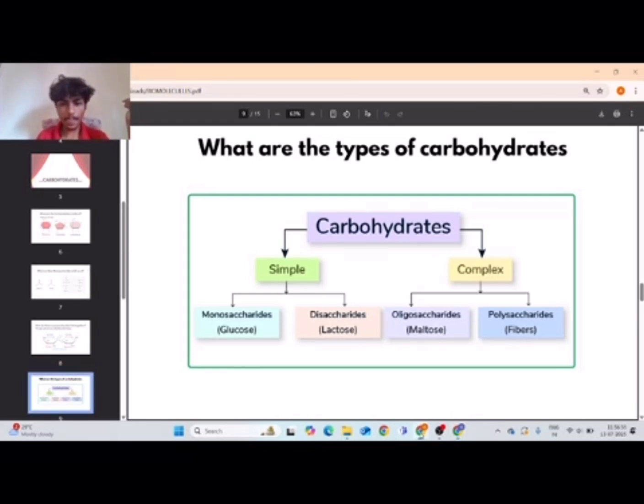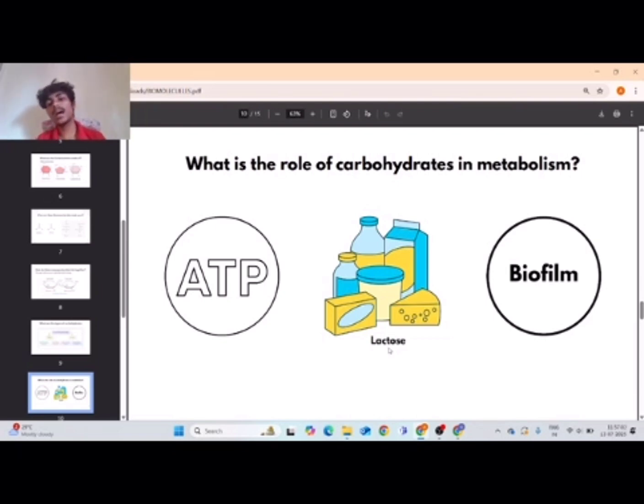Now, till now we have learned about all of the structures, about all of the different types of biomolecules. Now, we'll head on to what exactly the role of carbohydrates in metabolism is. As you can see, there are three main functions when it comes to metabolism. The first one is ATP production. ATP production is done through the process of glycolysis, and through this process we get ATP, which is the main source of energy, or rather a currency, within the cell's environment.